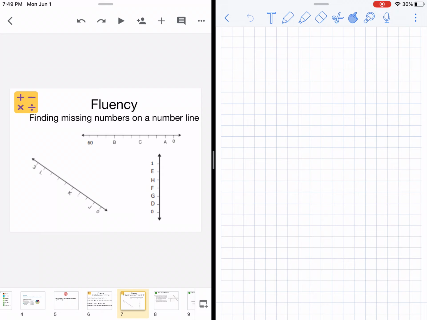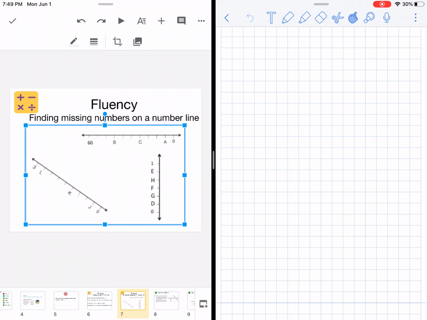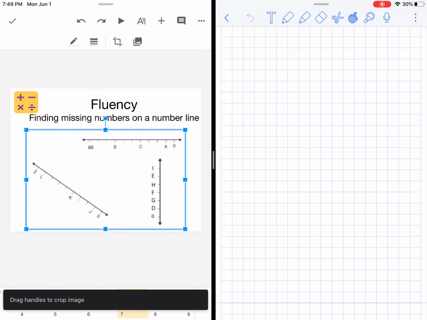Here's your next fluency. You're going to find the missing numbers on this number line. So you are going to find out what B is, C, and A. On the top number line, on the bottom left, you want to know what is L, K, and J. And then on the vertical number line going up and down, you are trying to find E, H, F, G, and D.